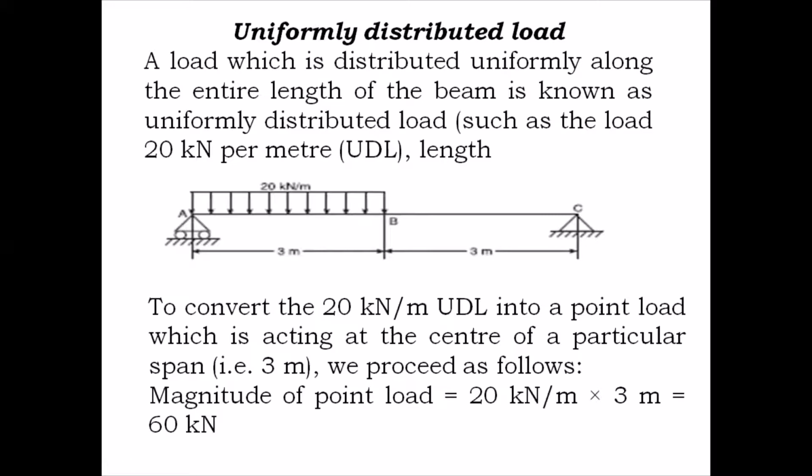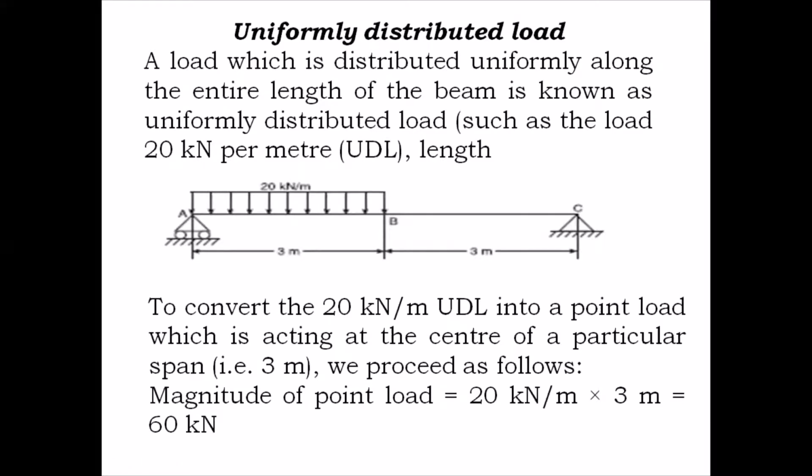Now we need to convert this load into a point load. So in the next part, we are going to study how we convert this UDL to a point load. To convert the 20 kilonewton per meter UDL into a point load, which is acting at the center of the particular span, we have a 20 kilonewton per meter load over a span of 3 meters.